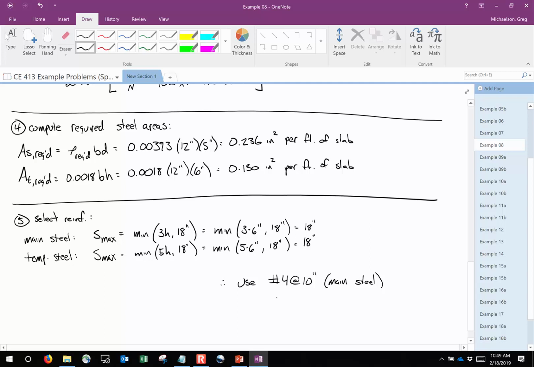What about the temperature steel? Anybody got a good option for the temperature steel? What about number 3s? Is there a good option for the number 3s? 10 inches. What about for the number 4s? 18. Anything else that would work? Not really, right? Everything else is going to be much bigger. So which one would you use, the number 3s or the number 4s? Number 4s. So use number 4s at 10 inches for the main steel and number 4s at 18 inches for the temperature steel.